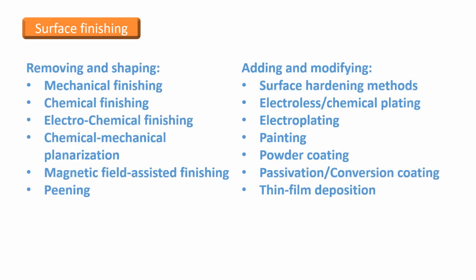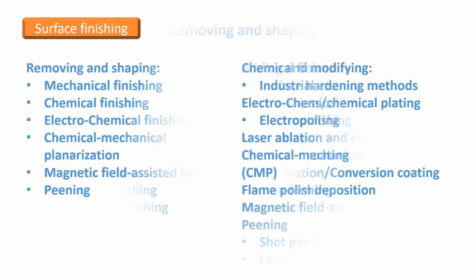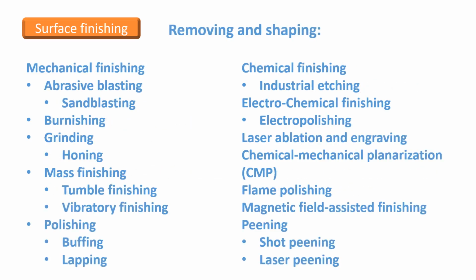Surface treatment methods can be roughly divided into two main categories: removing and shaping methods as well as adding and modifying methods. Often these methods are used sequentially, that is first, for example, sandblasting and then painting. In removal and shaping methods, material is removed from a part, and at the same time the surface layer of the part is formed. These methods include mechanical surface treatment methods as well as various chemical, electrochemical, and chemical-mechanical methods.